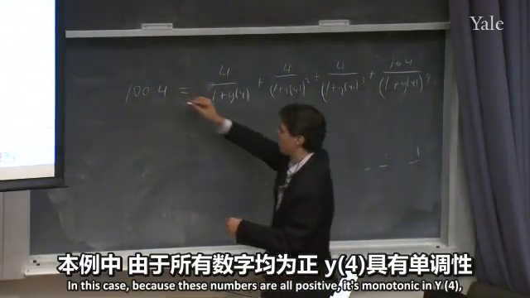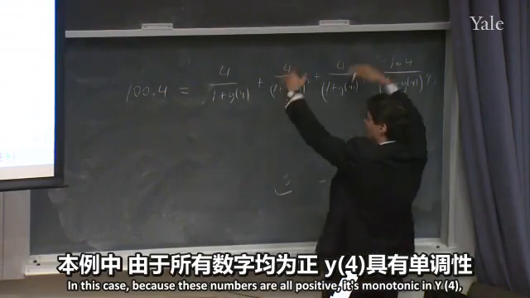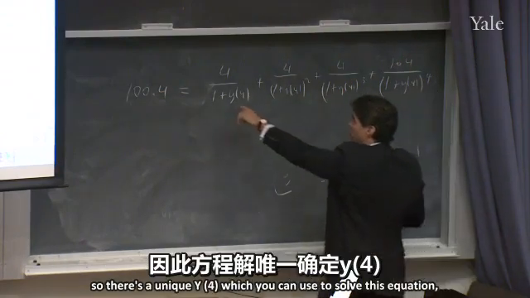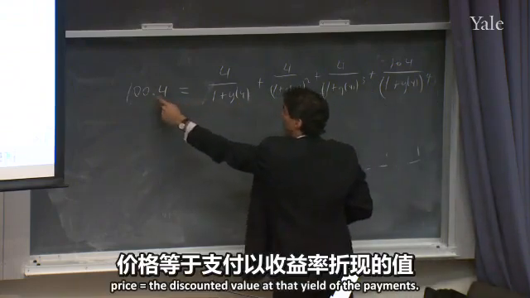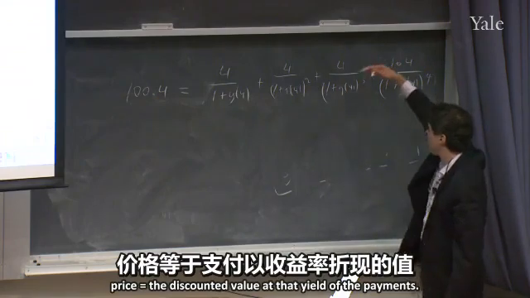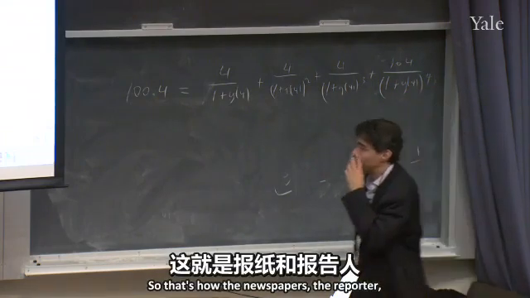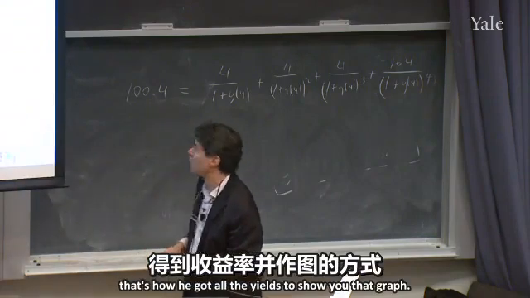Okay, and in this case, because these numbers are all positive, it's obviously monotonic in y of 4, so there's a unique y of 4 which you can use to solve this equation: price equals the discounted value at that yield of the payments. So that's how the reporter got all the yields to show you that graph.